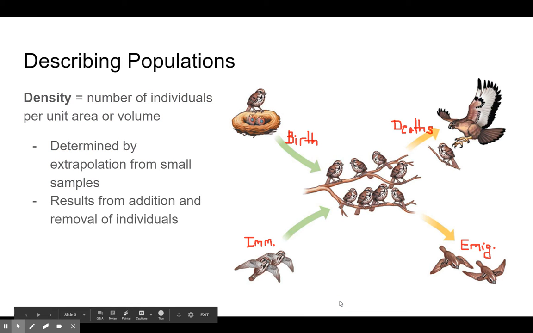And the density of the population results from adding and removing individuals, as we saw in this diagram. If the birth rate and the immigration rate are very high, the density is going to increase. If there's a lot more deaths and emigration, then it's going to decrease.